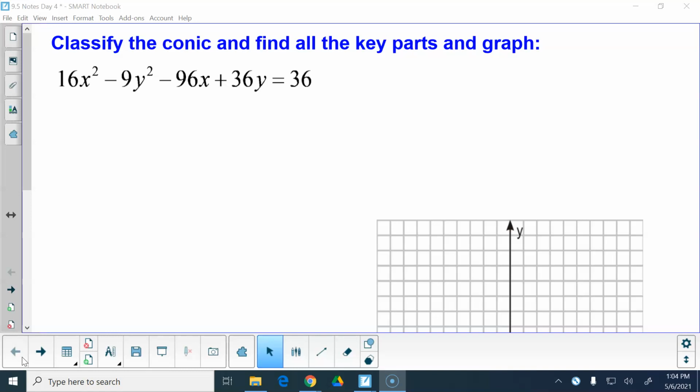All right, so classify the conic, find me the key parts, and then graph it. So first off, we should figure out what it is. Okay? What is it? It's a hyperbola, because we got squared minus squared. And hyperbola is the only one of those that has a subtraction sign in it. So it is a hyperbola.